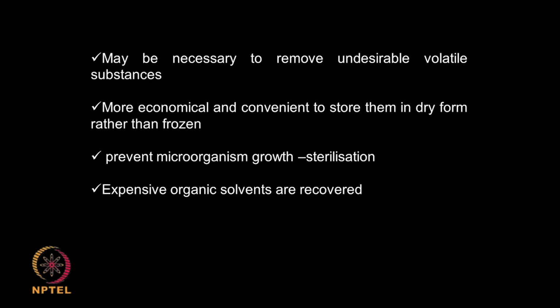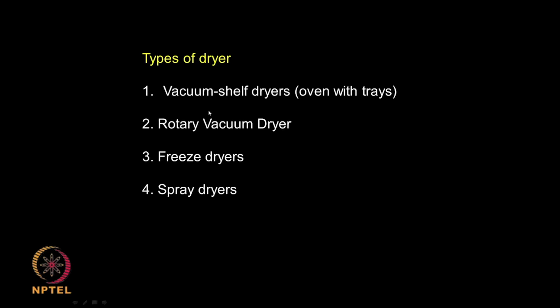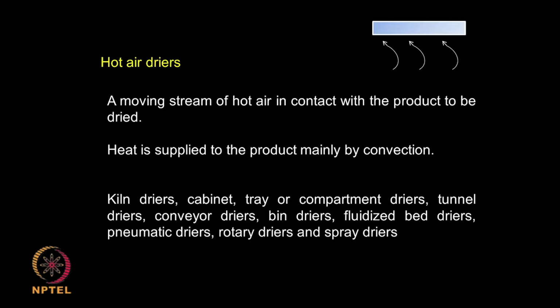The types of dryers: you have the vacuum shelf dryer, that is an oven with trays. This is generally a batch type of operation. Rotary vacuum dryer, this could be a continuous operation. Freeze dryers, this is almost like lyophilization, and then spray dryers. It uses atomization and vacuum and so on. So, we will look at each one of them in a little more detail later.